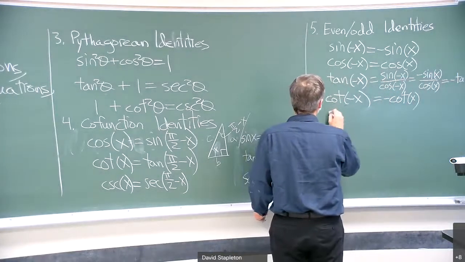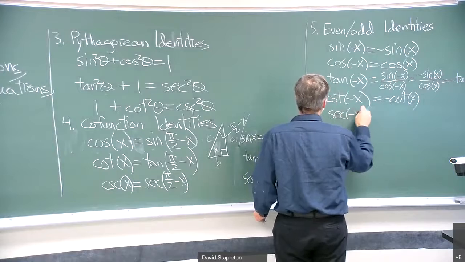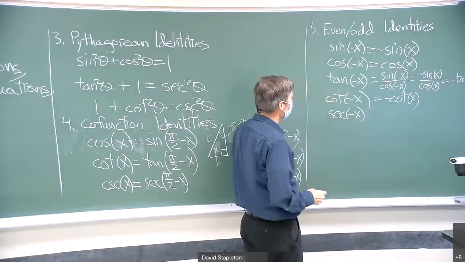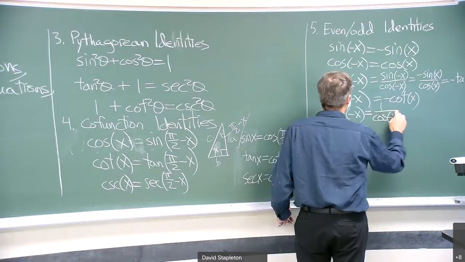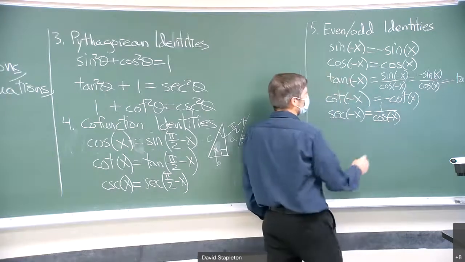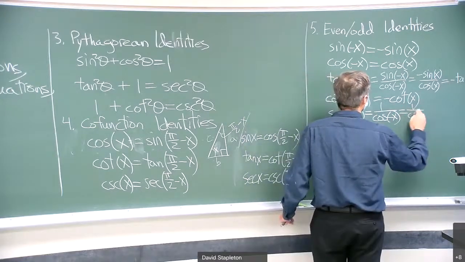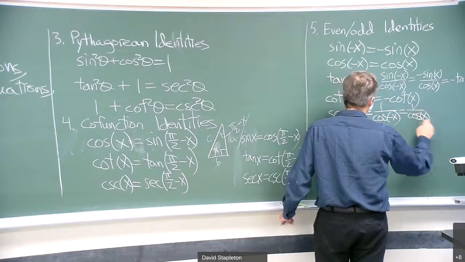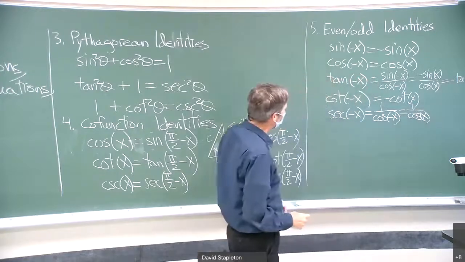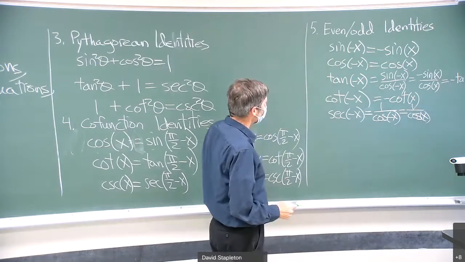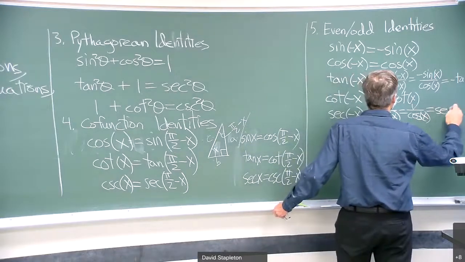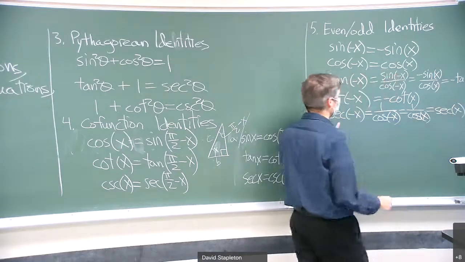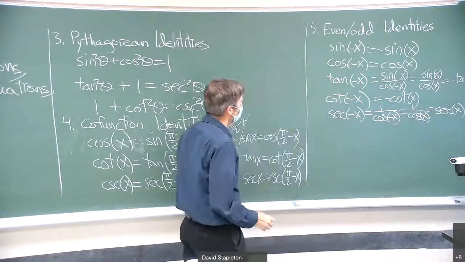How about secant of minus x? I'll do a proof on this one. Secant is 1 over cosine of whatever angle you have, right? Cosine is even, the minus goes away. Every one of these, either the minus comes out or the minus goes away. It's either odd or even. But 1 over cosine is secant. There's the proof that secant is an even function. Secant of minus x, the minus goes away, it's secant of x.